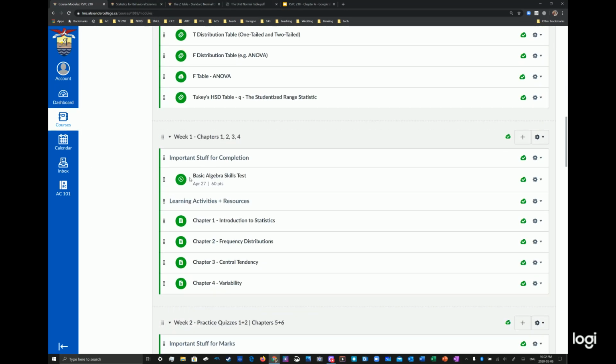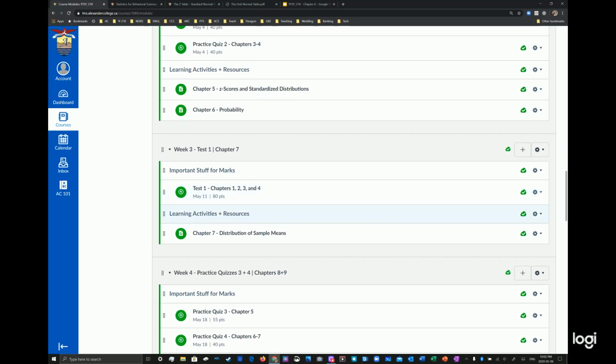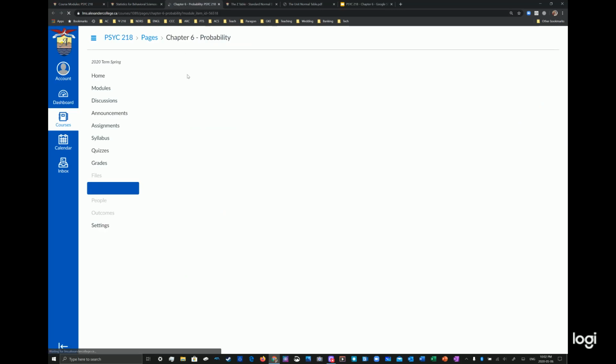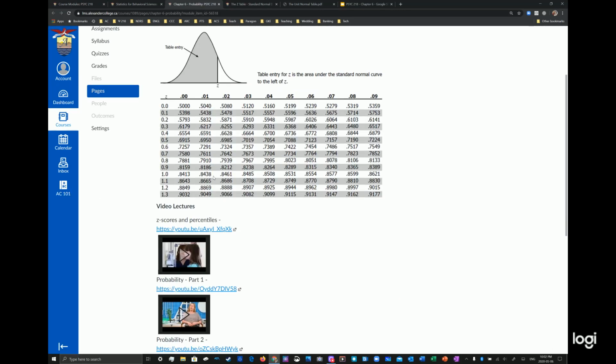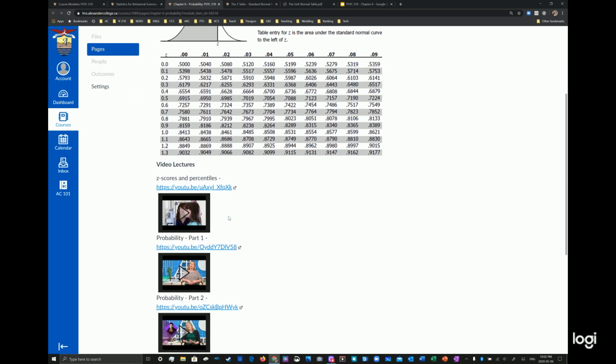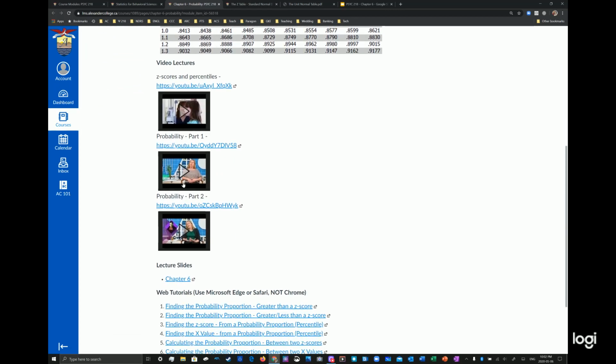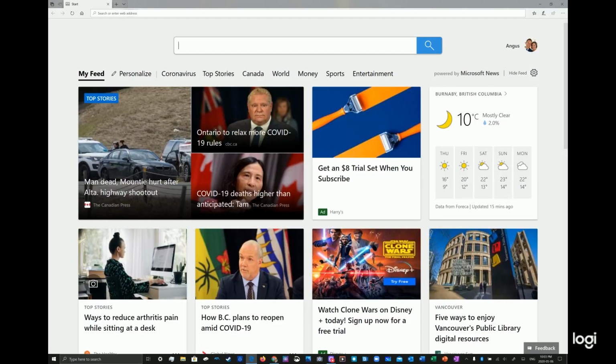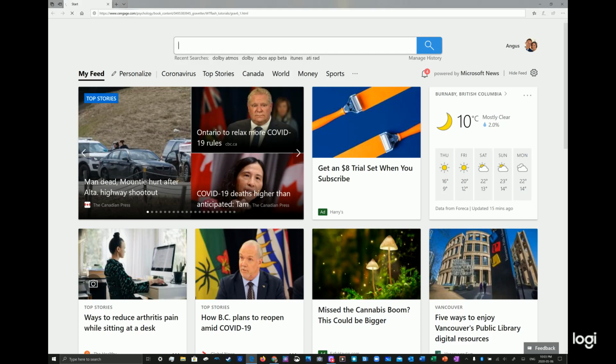Or using questions from our module. So here we're looking at chapter 6, probability. So again, we have other resources too that can help you, from crash course videos, and these web tutorials. You want to use Microsoft Edge for Windows or Safari for Apple if you are using Mac OS. It doesn't work on Chrome, unfortunately, because it's disabled Flash.